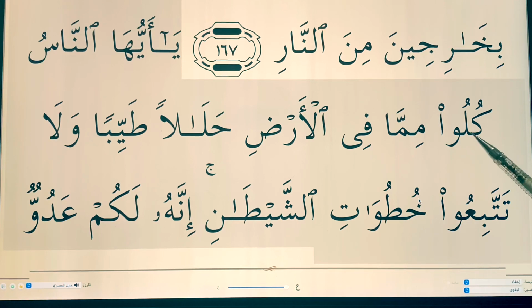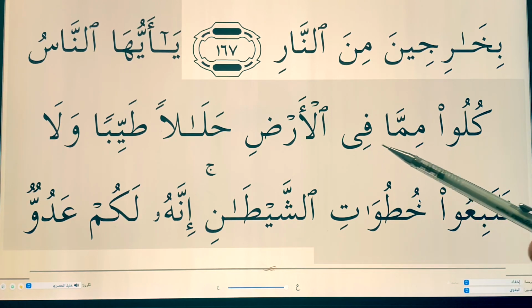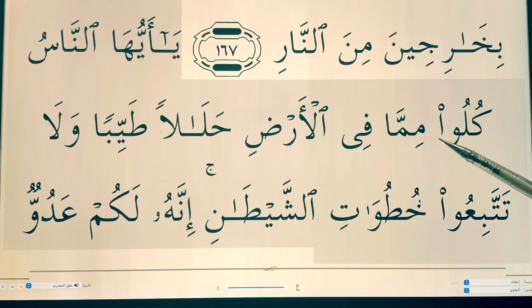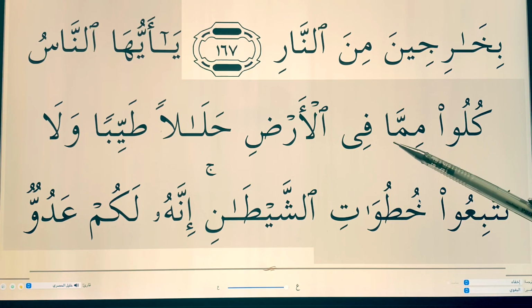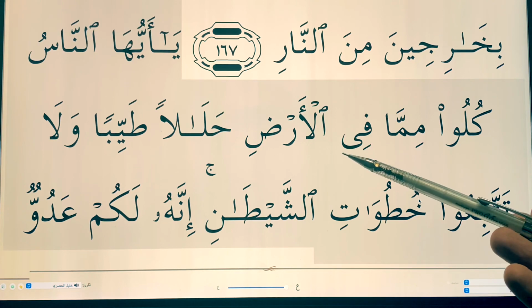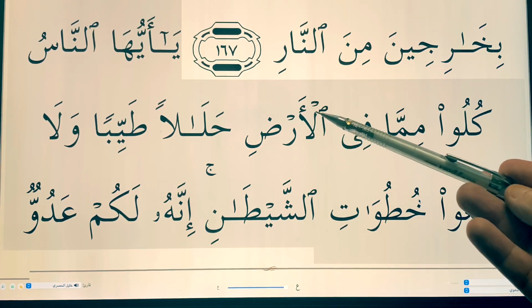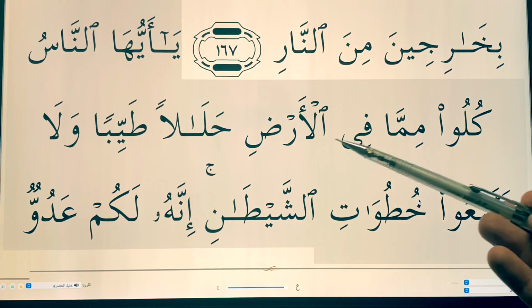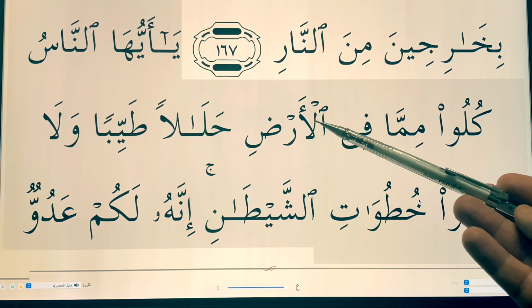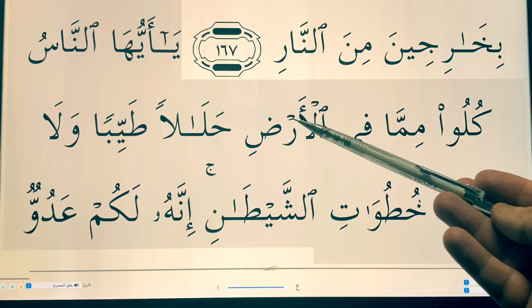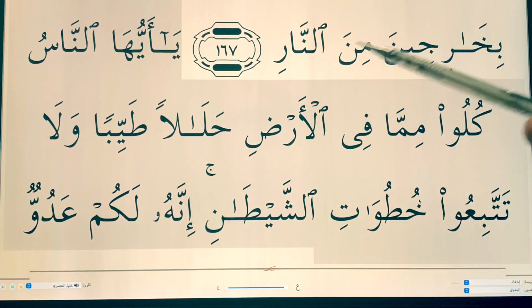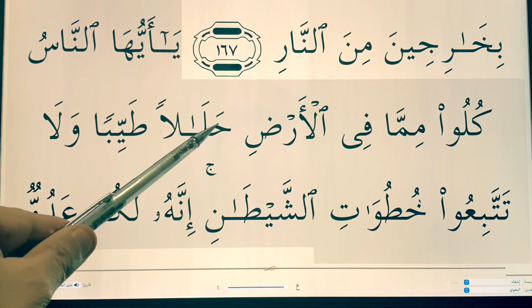Kulu mimma. Right? You have ghunna again on the mim there. Kulu mimma fil. Right, so kulu, this is silent. Kulu mimma fil. This alif drops, goes straight into the lam here with the sukoon, so it makes an il sound. Fil, and then you're going to read the hamza there. Ardi. Fil ardi.